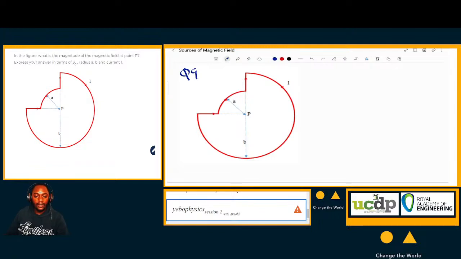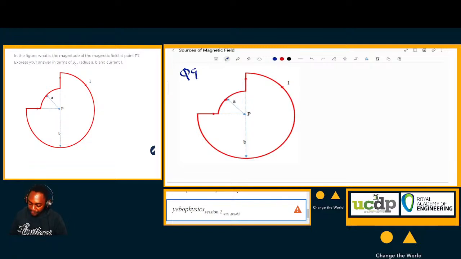So the question says, in the figure shown, what is the magnitude of the magnetic field at point P? Express your answer in terms of mu naught, the radius A, radius B, and the current I. So that's the diagram that we're given there. It's clear, well represented and annotated.